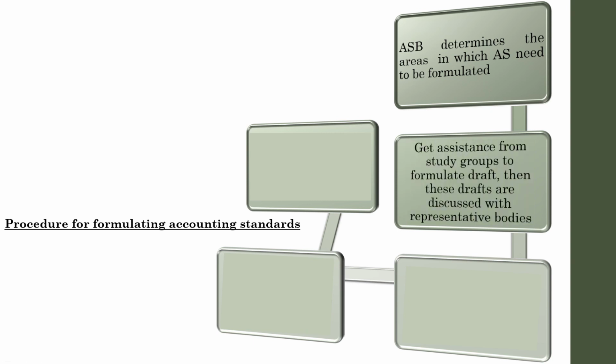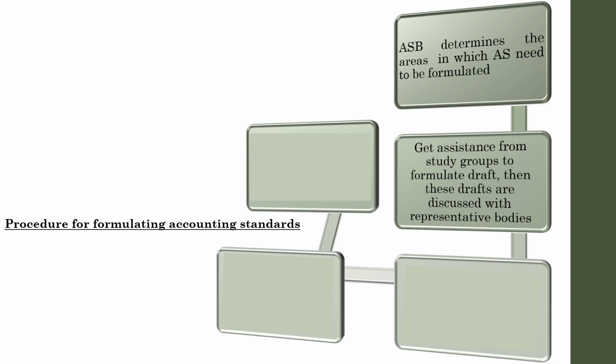Once it is identified, the accounting standards board takes the assistance of various study groups to formulate standards. A study group means a certain group of persons working in this field, studying or conducting research in the field of standards. So the accounting standards board will acquire assistance from such study groups in order to formulate the standards.